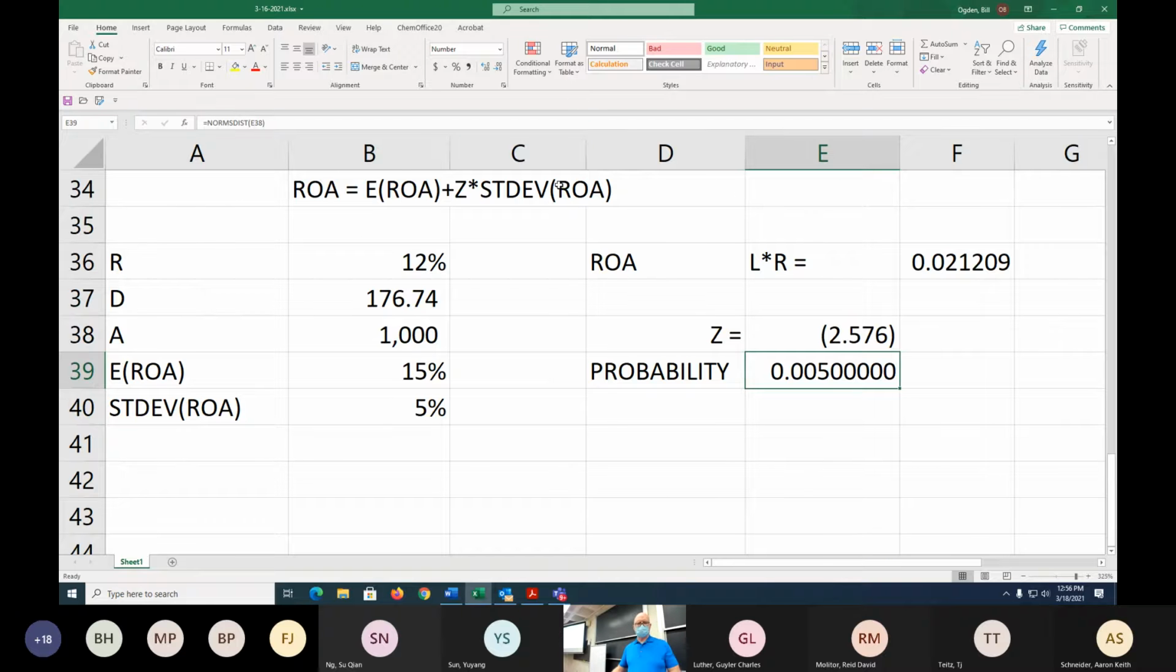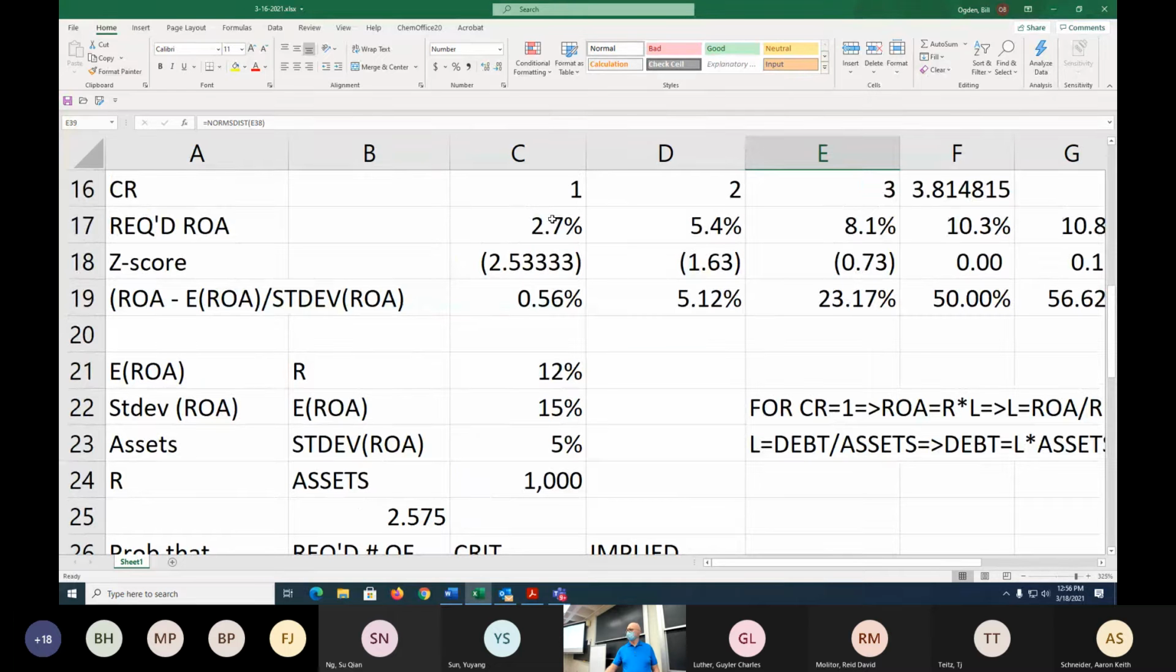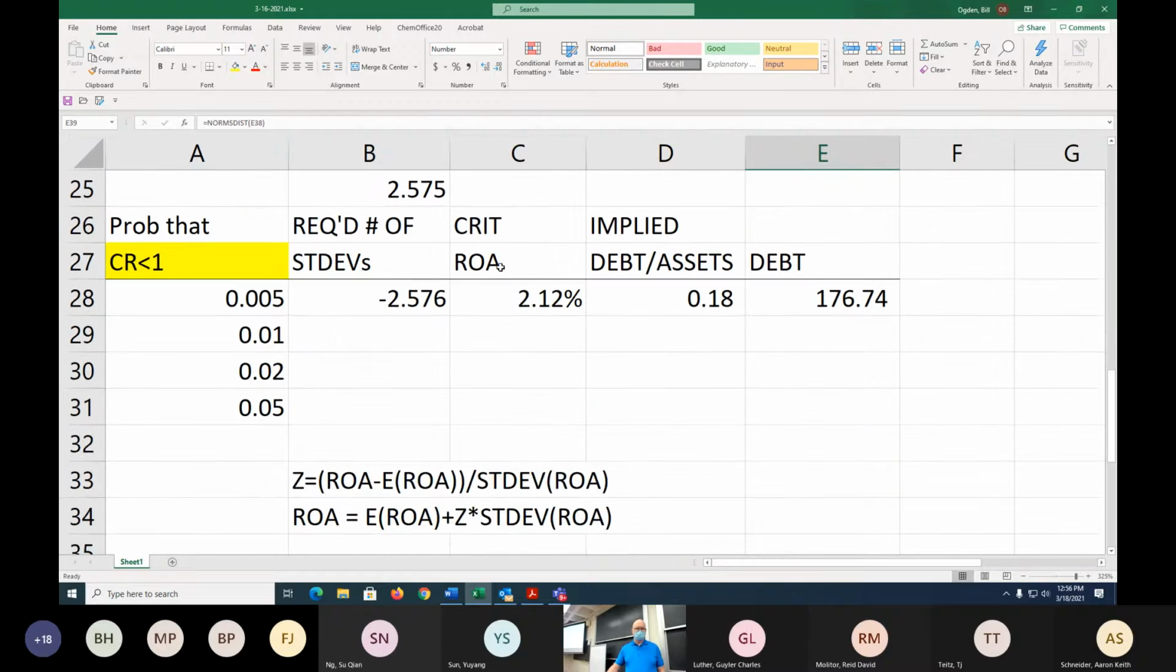Okay, so what we did today is that we reversed the process that we had followed for Tuesday. On Tuesday, we knew the ROA, and we solved for the z-score and the probability. And today, on the other hand, we had a probability in mind, and we solved for the amount of debt. So instead of an analysis tool, this becomes a management tool.